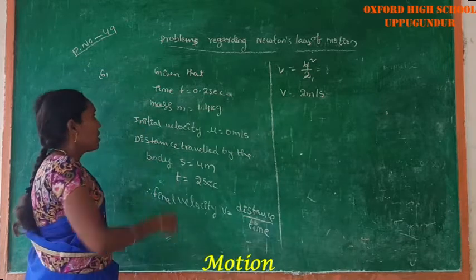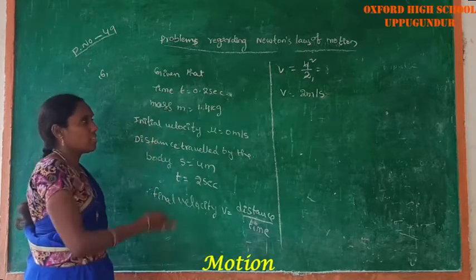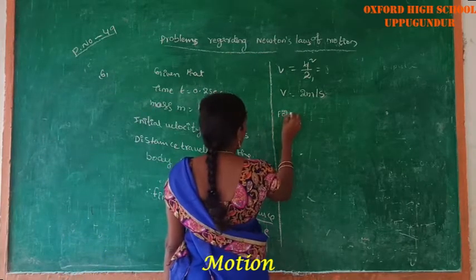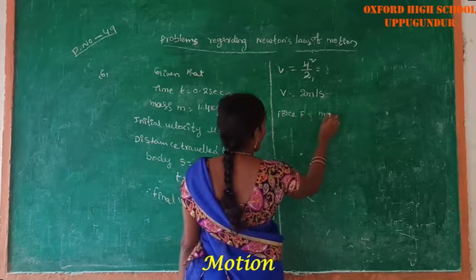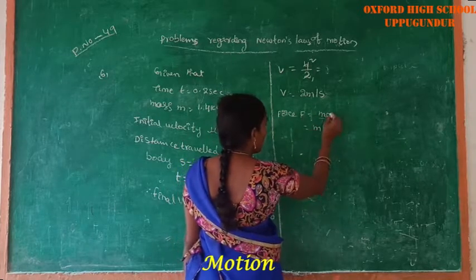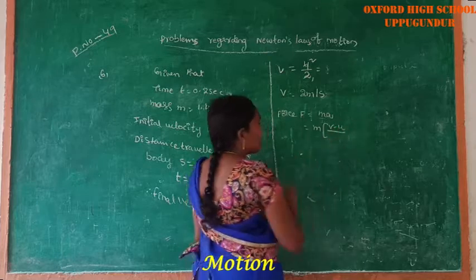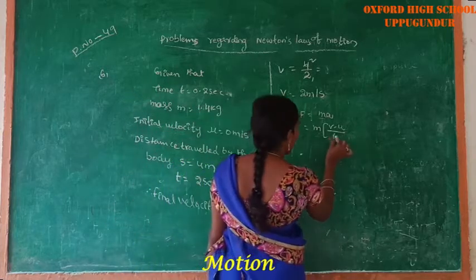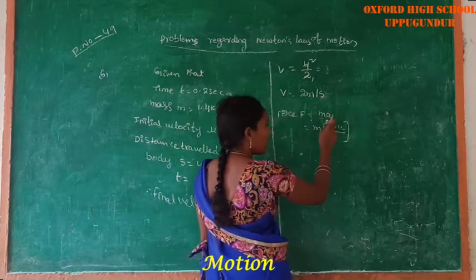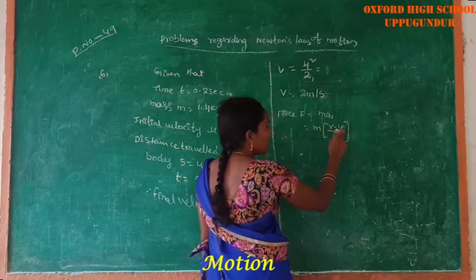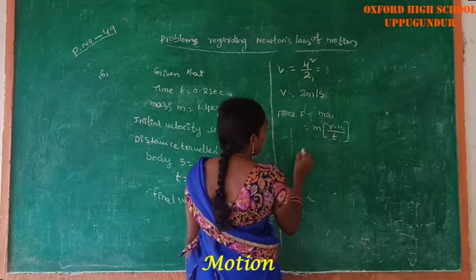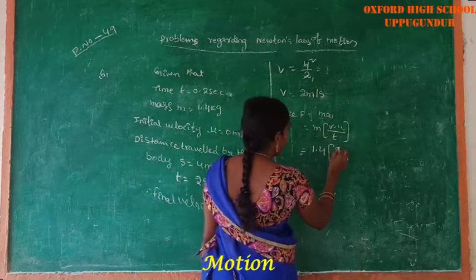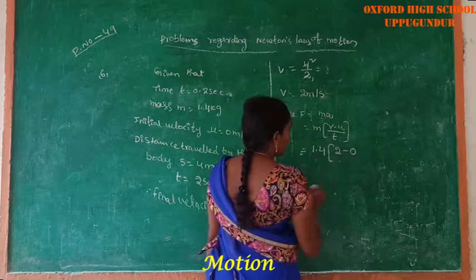Here time is there, mass is there, initial velocity is there, final velocity is there. Then find the force acting on that body. Force F is equal to ma. We know very well that the rate of change of velocity is called acceleration. The formula for acceleration is final velocity minus initial velocity by time t. Here mass is 1.4 kg, final velocity is 2 meter per second and initial velocity is 0.